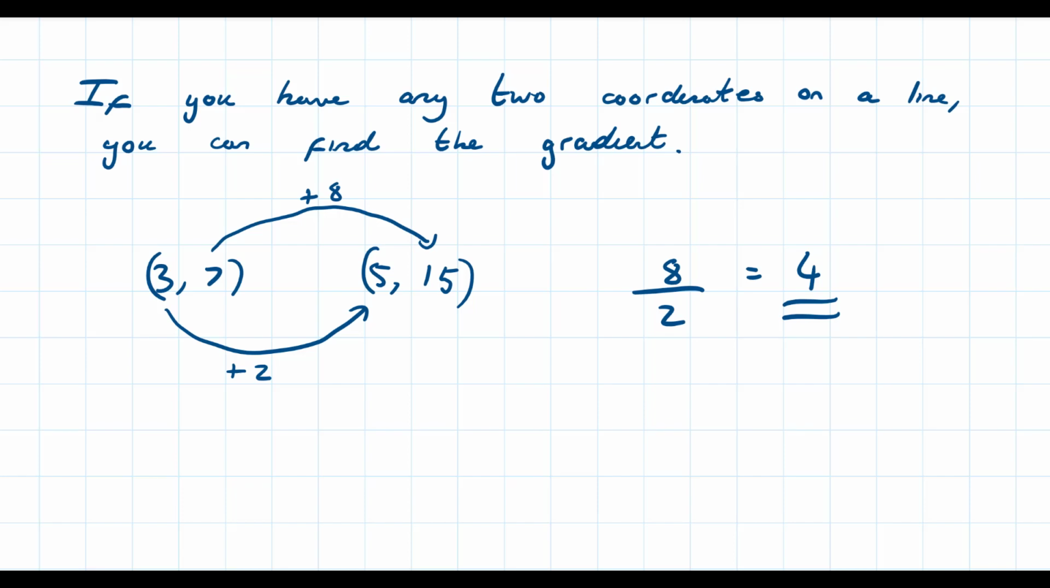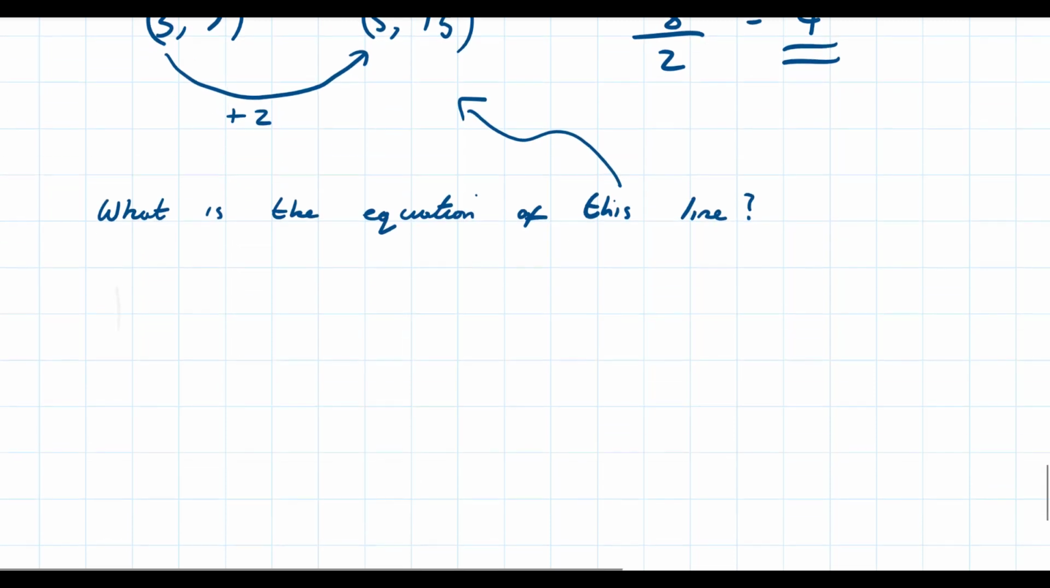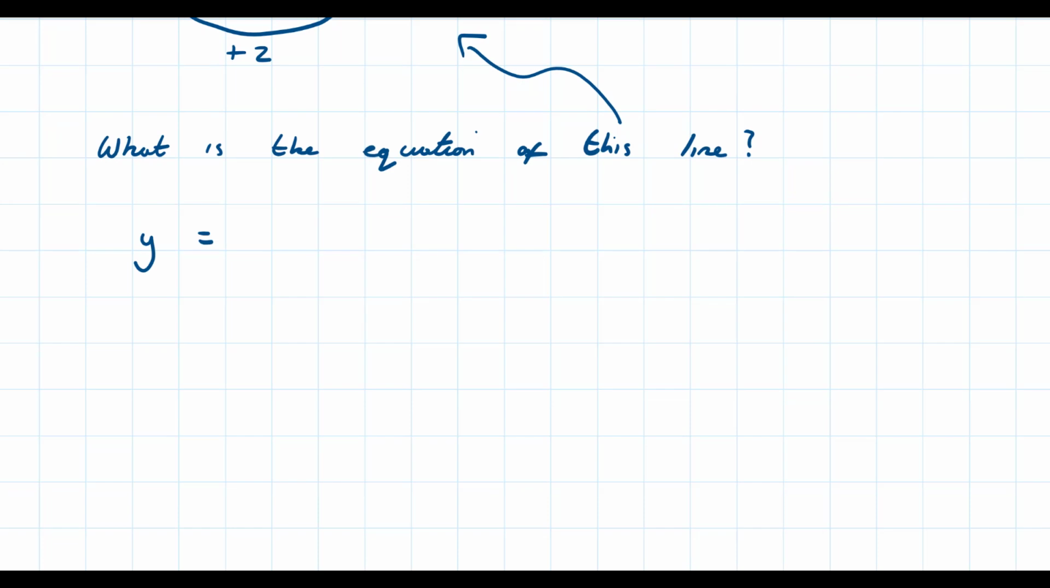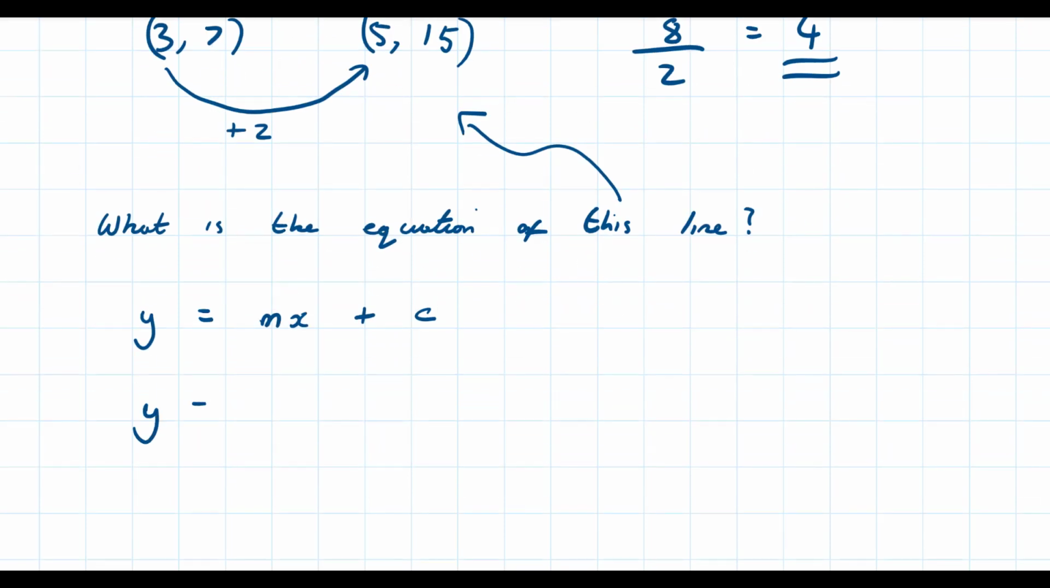Now, we can put the two things that we've learnt here together. If I just gave you two coordinates, (3, 7) and (5, 15), and I asked you what is the equation of the line that goes through those 2 points. Well, I know that the equation of a line looks like y equals mx plus c. I have just shown you how you work out the m. The m is the gradient, and we saw that that was 4 in that same method. So I know that 4 is the m.